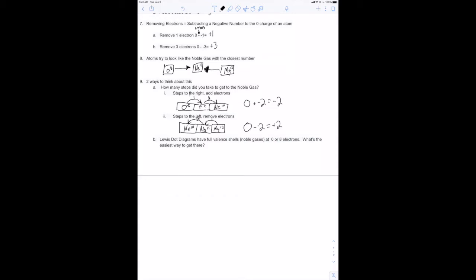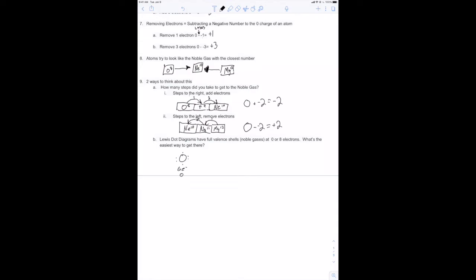The other way to do it is to just go ahead and look at your Lewis dot diagrams. So let's take a look at oxygen. Oxygen's Lewis dot diagram has 6 valence electrons, and it starts out with a neutral charge when it has 6 valence electrons.